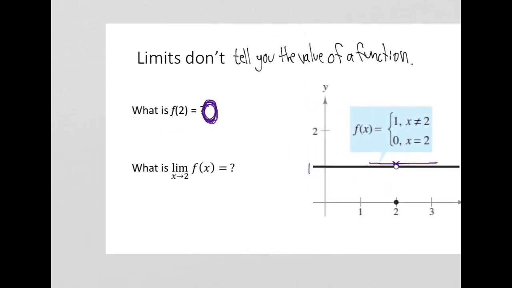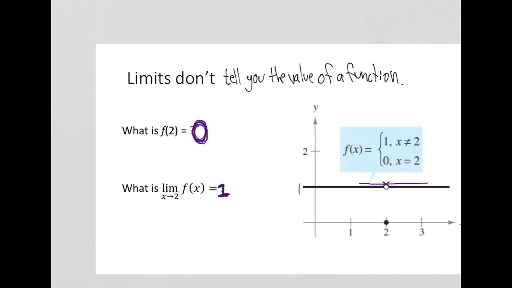So the limit of f of x as x goes to 2 is different from the value of f of 2. The limit is 1, and the value is 0, so that tells you that this function is discontinuous. If the limit of a function and the value of a function at a point agree, then your function is continuous at that point.